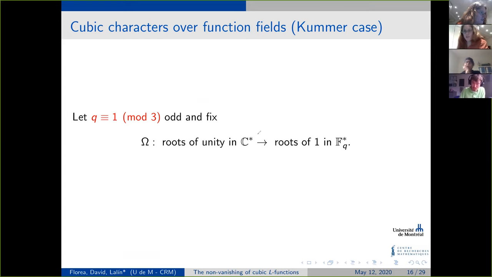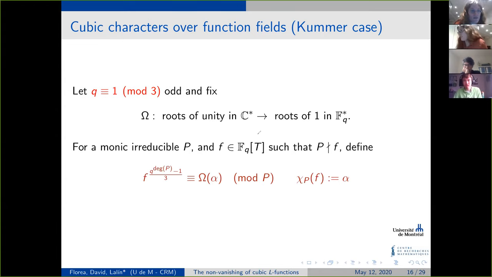So what about cubic characters? For cubic characters, we again have the two cases that I mentioned before, because you could have the cubic roots of unity in your base field or not. In this case, the distinction is less obvious. Before, the rationals obviously don't have the cubic roots of unity, so you have to add them. But here, depending on the congruence of Q, you have the roots of unity or not. If Q is congruent to 1 mod 3, you have the cubic roots of unity. And so you define the character, for a monic irreducible P, by taking F to the power (Q to the degree of P minus 1) over 3.